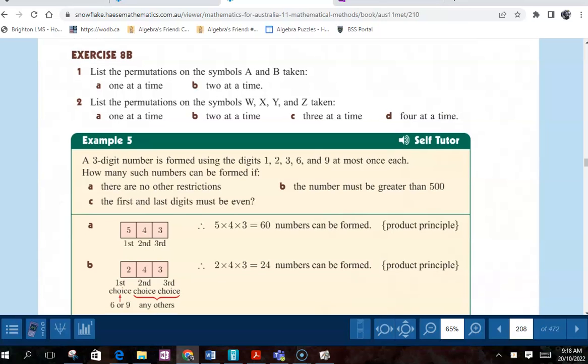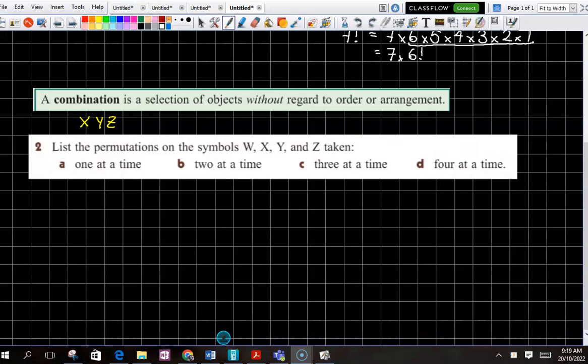List the permutations on the symbols W, X, Y, Z. Shall we do it? Yes? Let's do it. You might go, this can't be this simple, so it makes it difficult, but it's not really. So list the permutations on the symbols W, X, Y, Z, taken one at a time. If you're finding it difficult, we've just got 1 box to fill. So how many choices have we got to fill that 1 box?